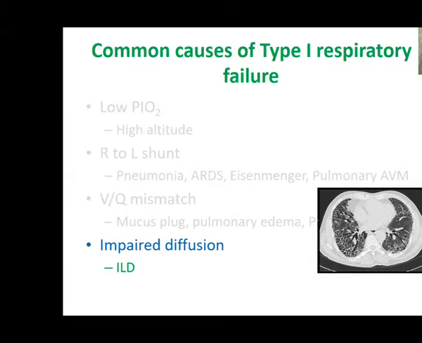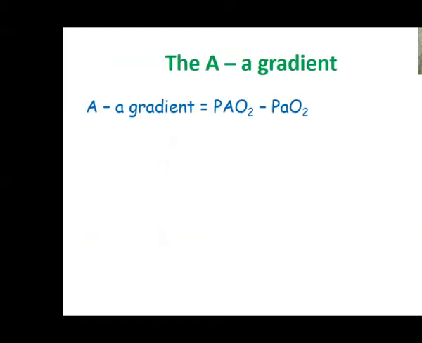So the movement of oxygen from the alveoli to the capillaries gets impaired. So this is called impaired diffusion. And a classical example is interstitial lung fibrosis or diffuse interstitial lung disease, ILD.